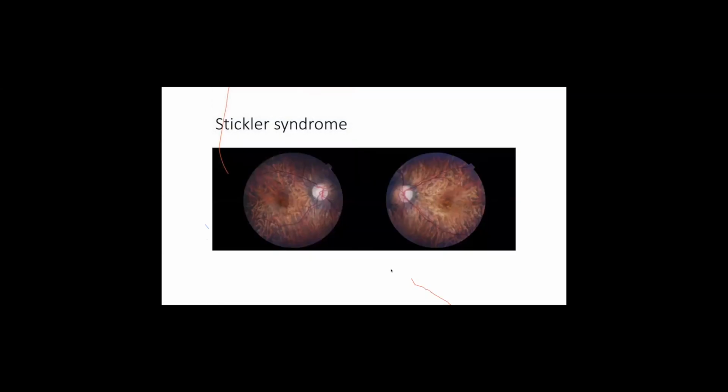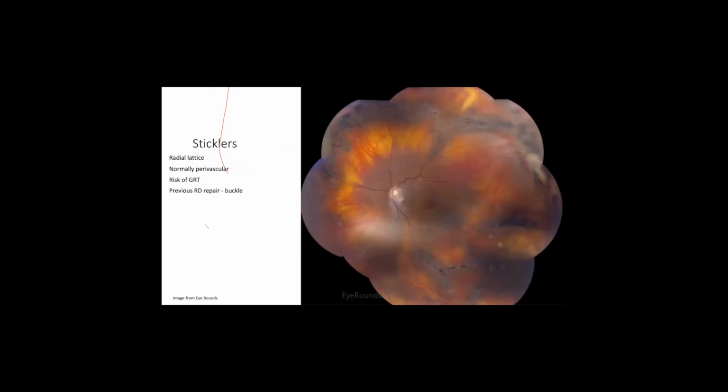When we examine their fundus, they get a pterygoid fundus-like appearance. And once we've got a pterygoid fundus-like appearance, we have to be cautious whether it's a myopic fundus or it's something else. With respect to their peripheral retinal appearances, we have this thing called radial lattice degeneration. So normally lattice is concentric, but when you get radial lattice degeneration, you should be cautious about Stickler syndrome. And it's normally perivascular, so it follows the arcade as well.